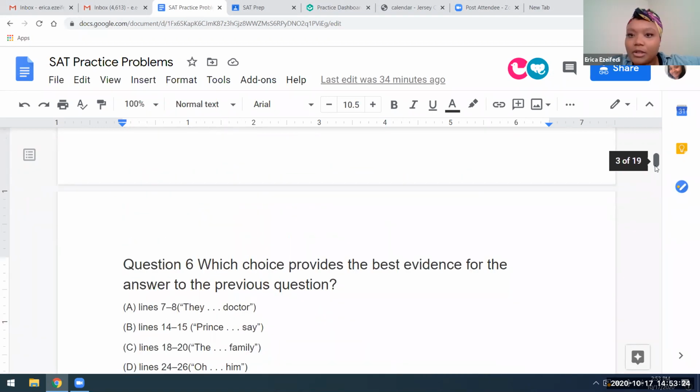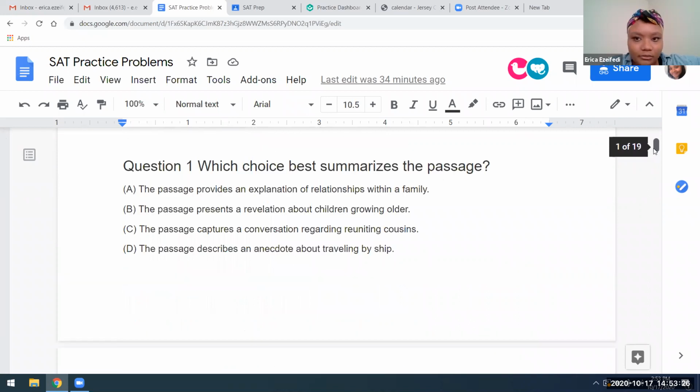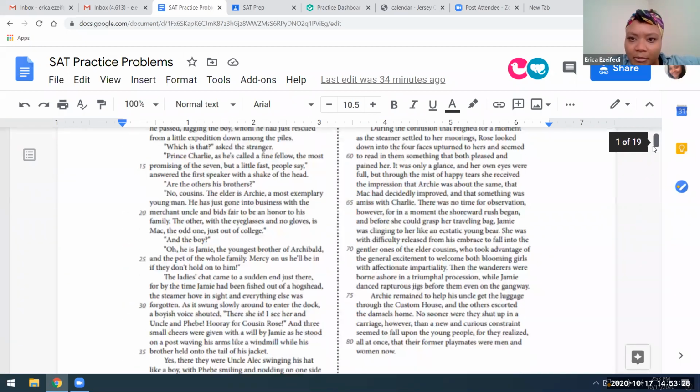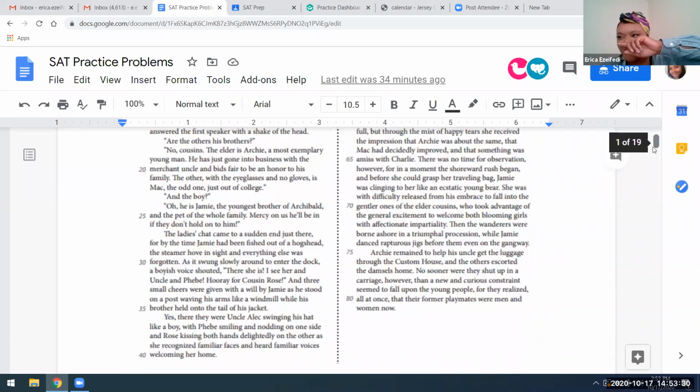So we're going to go back up to the passage. Excuse me, I have allergies, part of my sniffles and everything like that. So we're looking for something that refers to Rose being both pleased and pained. So not just pleased and not just pained, but both, and in regards to her cousins.